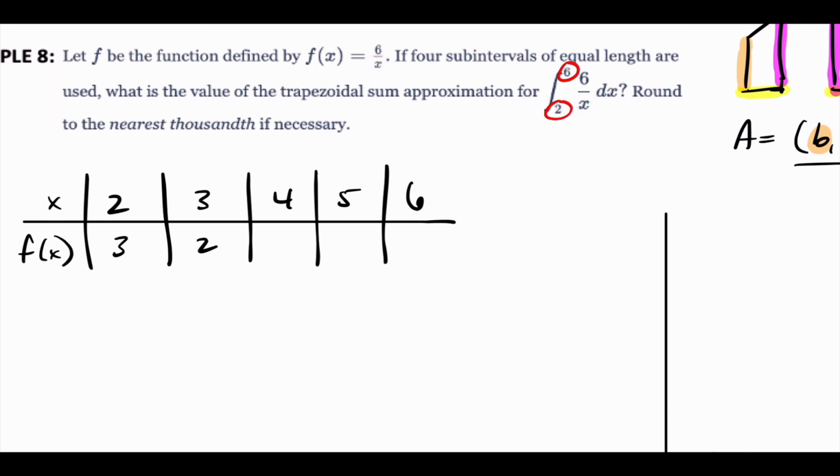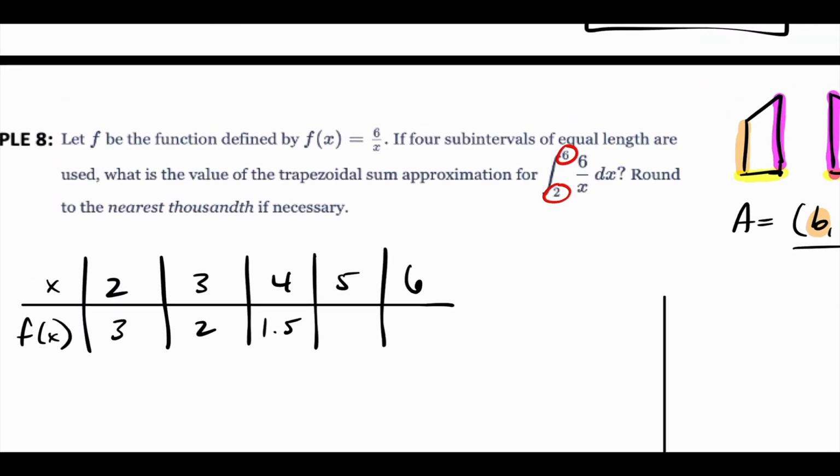The next one is 4. 6 divided by 4 is 1.5. 3 over 2 or 1.5. When I plug in 5, it's a little different. So when I plug in 5, it's going to be 1.2. Yeah, 1.2. When I plug in 6, 6 divided by 6 is just 1.